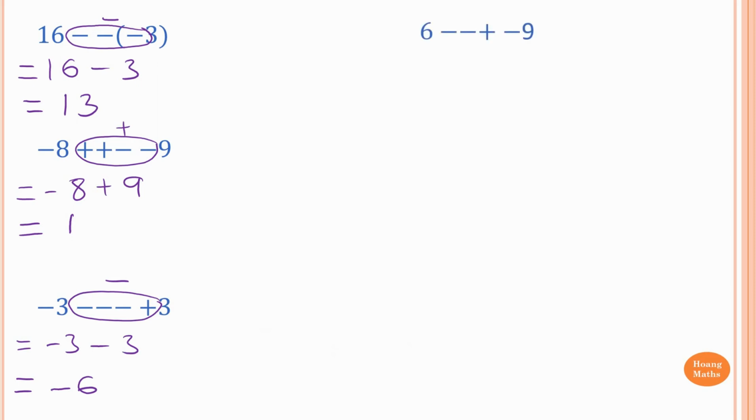Next one. So we have 6 minus plus minus 9. So we have 1, 2, 3. So 3 negatives together. So the answer should be negative. So this will equal 6 minus 9. Now, remember 6 minus 9. We know that 9 minus 6 is equal to 3. So therefore, 6 minus 9, instead of 3, the answer is negative 3. That's all. So negative 3.